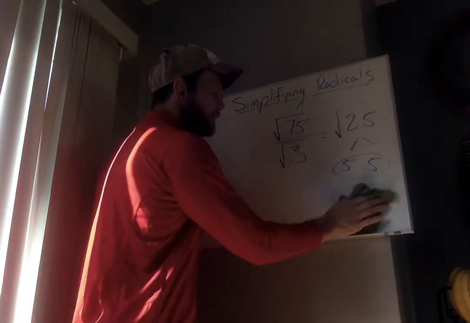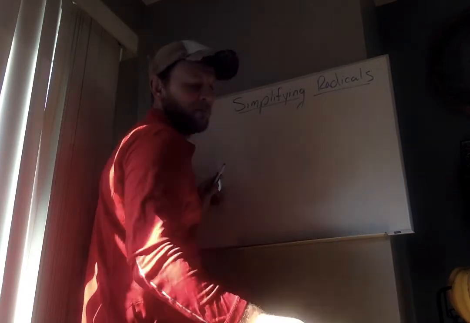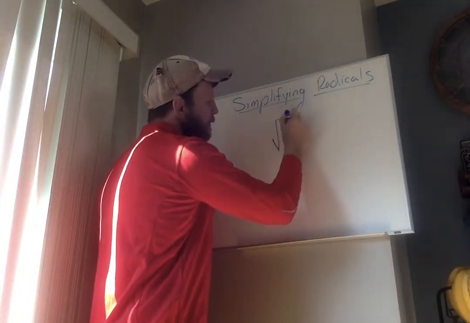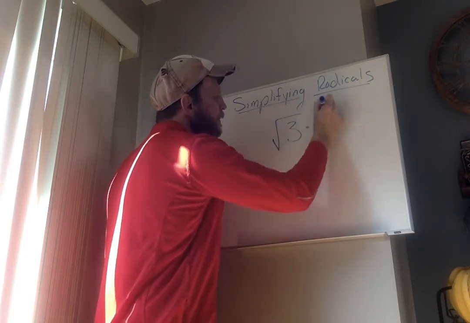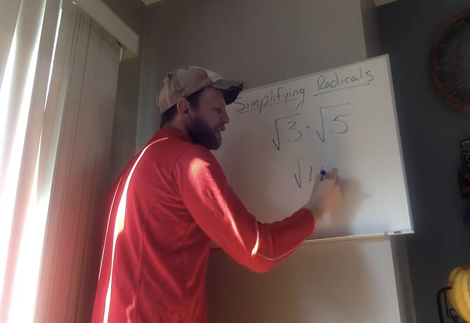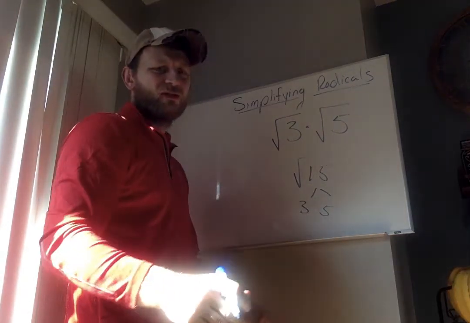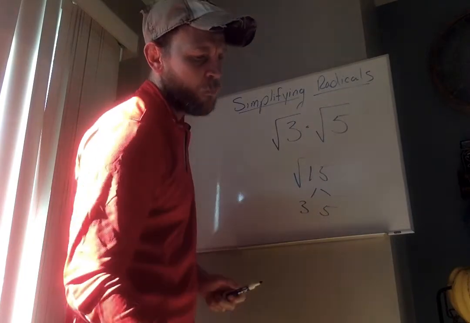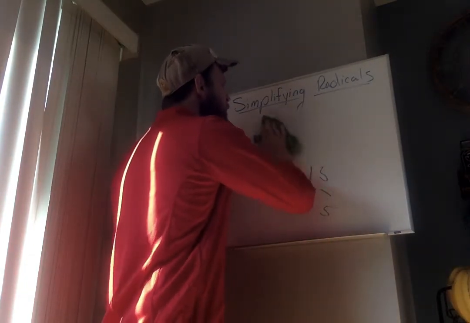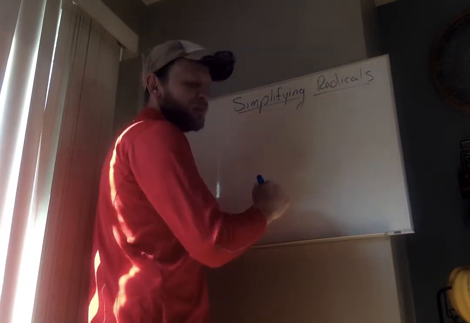Now, sometimes when you're doing these, okay, you might not get anything, like in example 16. What is 3 times 5? 15. If I break down 15, I get 3 and 5. So my answer is just the square root of 15. Number 17 here.